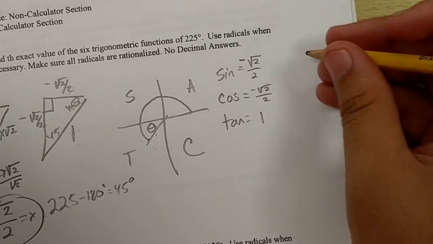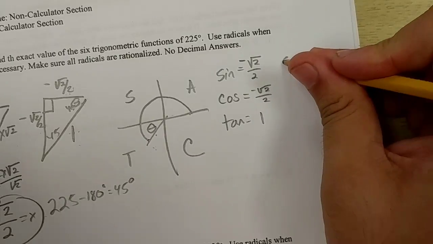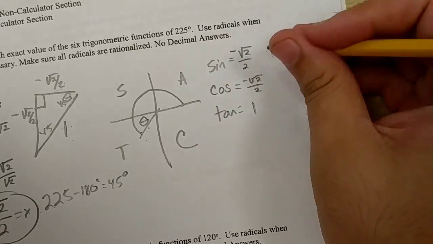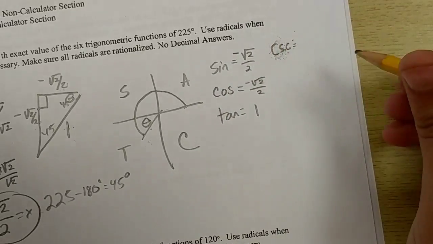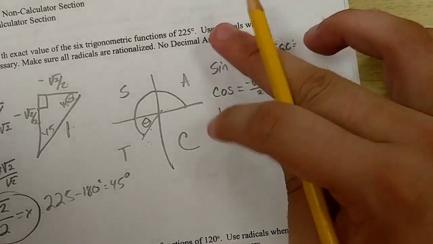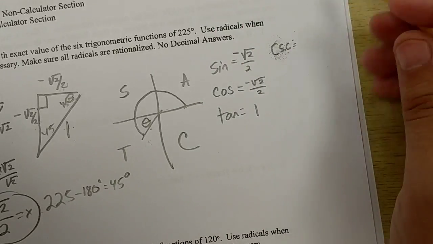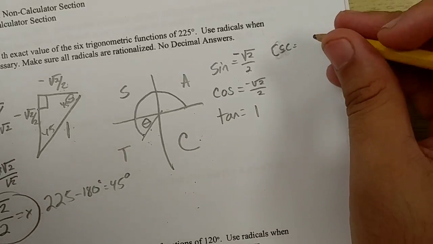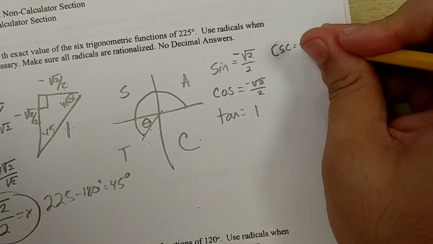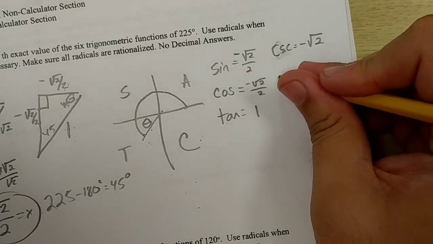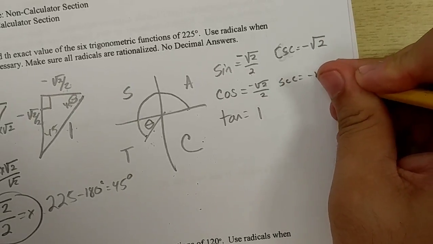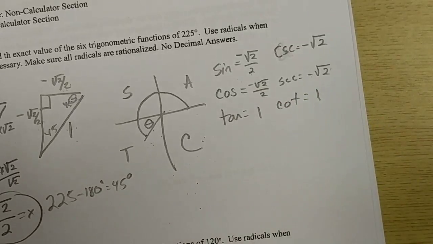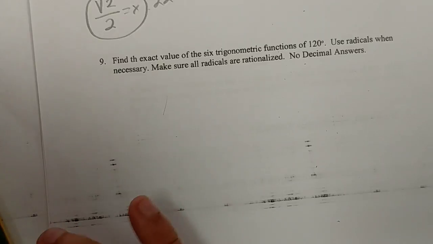So let's keep going. So we're going to use secant. No, I'm sorry. First thing we're going to do is cosecant, because that's the opposite of sine. So cosecant is going to be the reciprocal of that. So it'll be 2 divided by root 2, and we don't want root 2's on the bottom, so we'll multiply the top by root 2. So we got 2 root 2 over 2, which reduces down to negative root 2. Secant here also reduces to negative root 2. Cotangent here is just going to be 1 again. Let's go on to the next one.